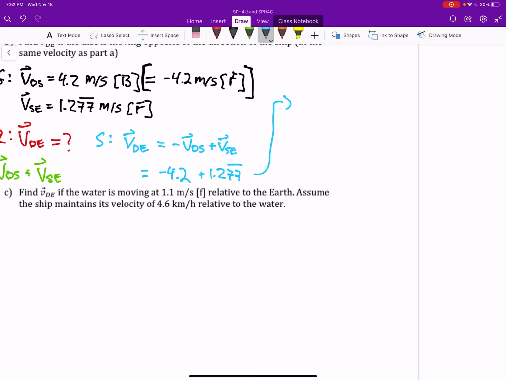So negative 4.2 plus 1.2777 repeating gives us negative 2.922 repeating. And that's meters per second.